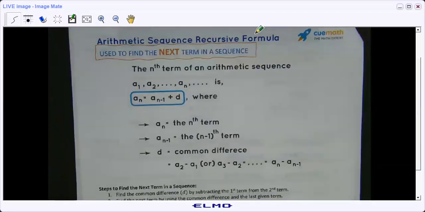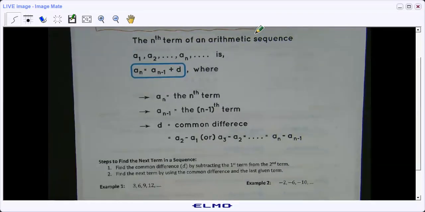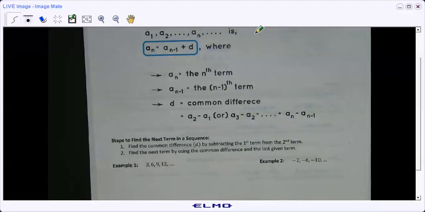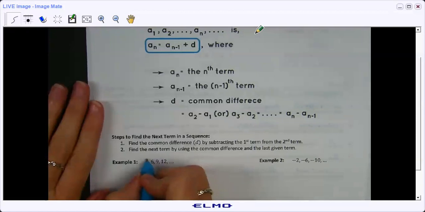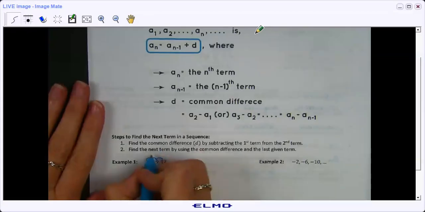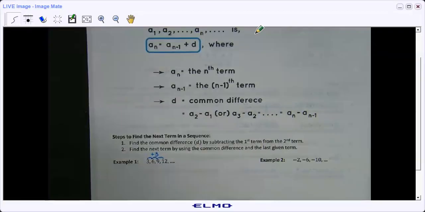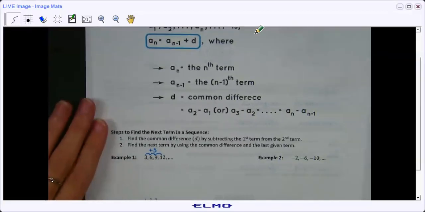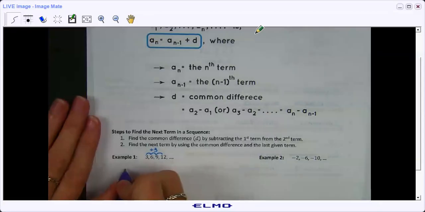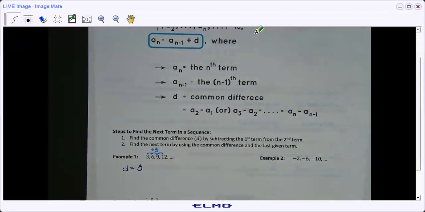We're just going to start with the examples. The first thing that you always want to do is find your common difference. So from 3 to 6, and then 6 to 9, and then 9 to 12, I am adding 3 each time. So my common difference, or my d, is a positive 3. And if it's positive, you don't have to write positive.